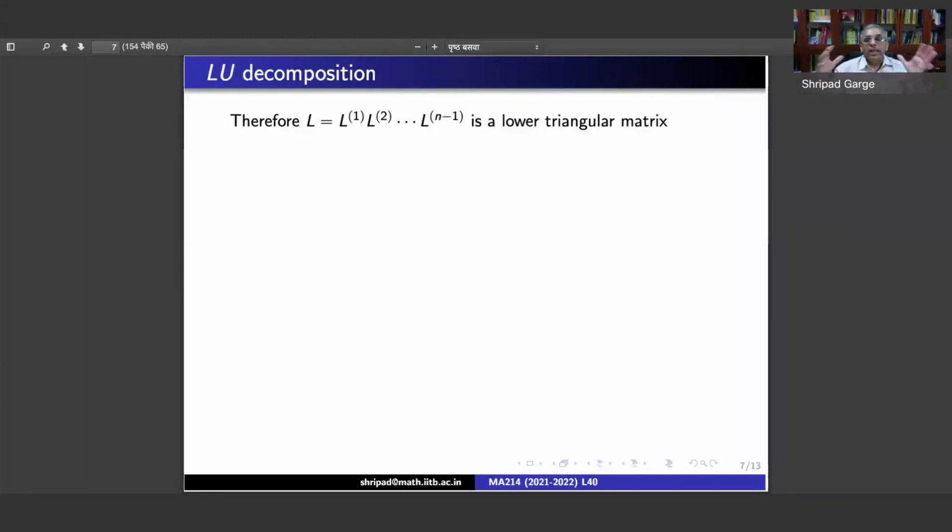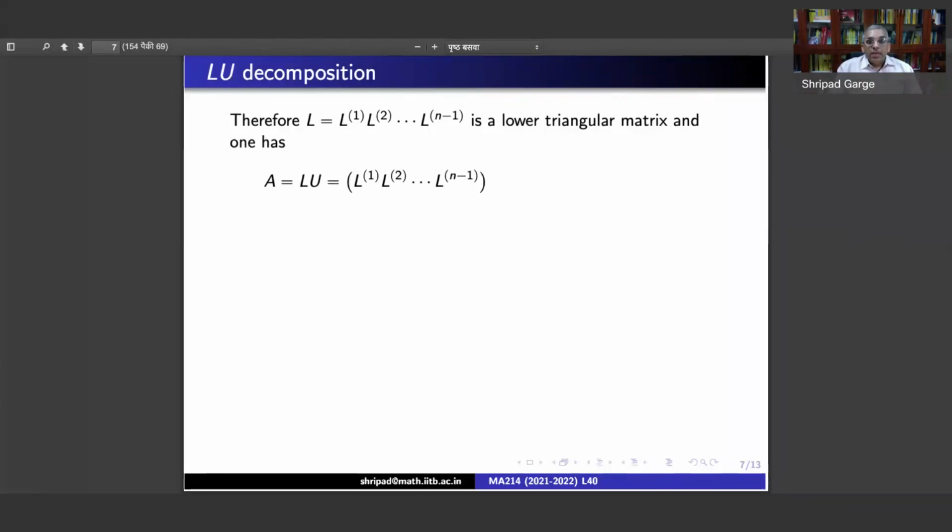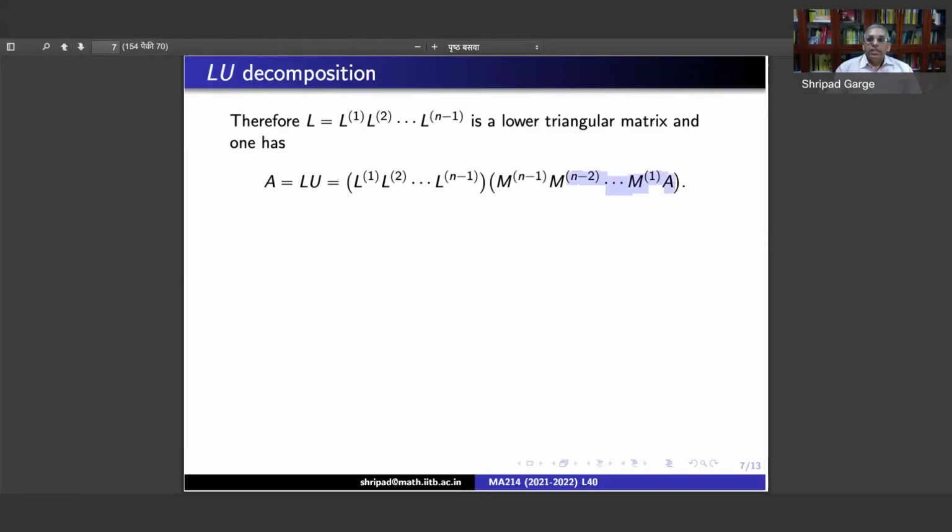So when you take any two of these, the product is again going to give you something happening below the diagonal but nothing above the diagonal, and therefore we have our desired decomposition, which is A equal to L1 L2 ... Ln minus 1 into Mn minus 1 Mn minus 2 up to M1 A. We know that this is an upper triangular matrix.